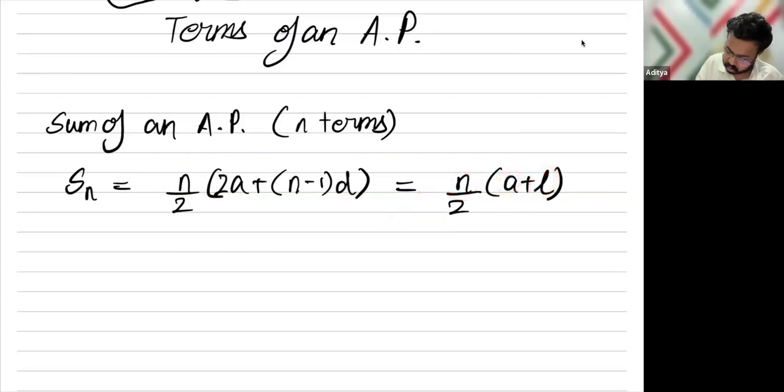You can either write it as this, in terms of the first term, common difference, and the number of terms, or you can write it in terms of the number of terms, first term and last term. You can also write this as n into m, where m is the middlemost term.